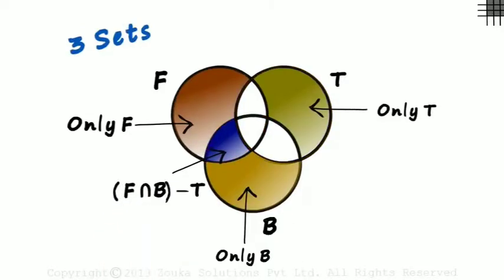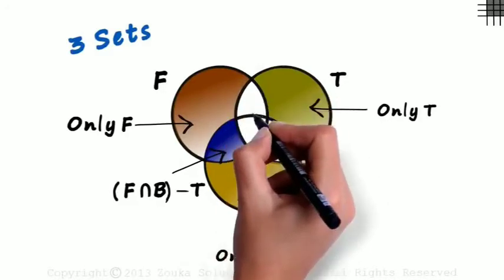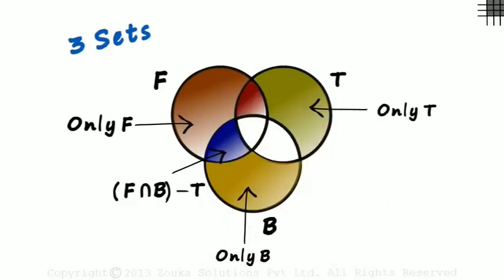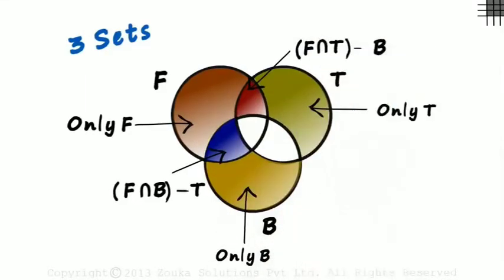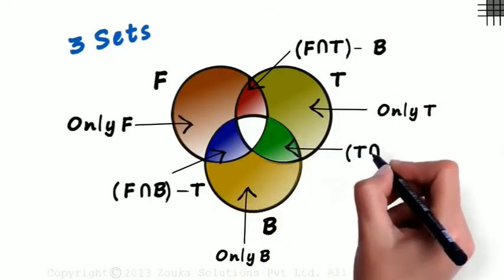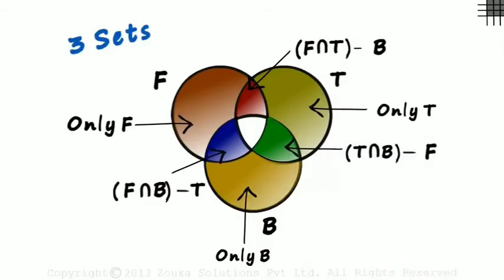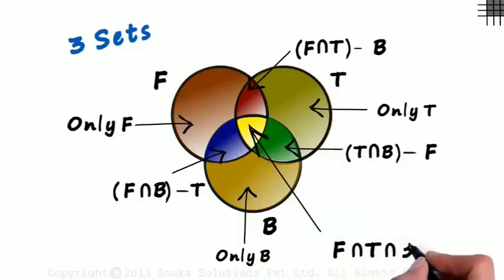You should probably get the next ones correct. This region includes students common to football and tennis but excludes basketball. So it will be F intersection T minus B. And what about this green region? It will be T intersection B minus F. And now for the most important region, this one marked in yellow. This is the region in which all three sets meet, intersect or overlap. So it is F intersection T intersection B.